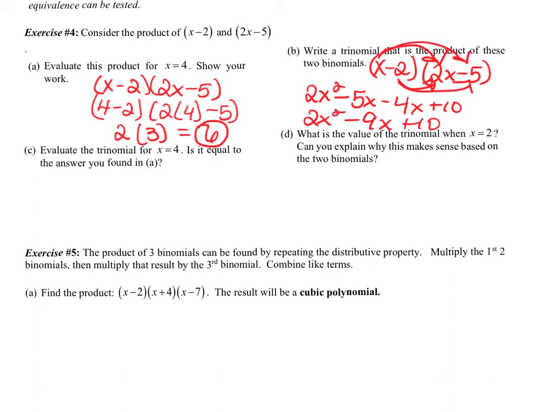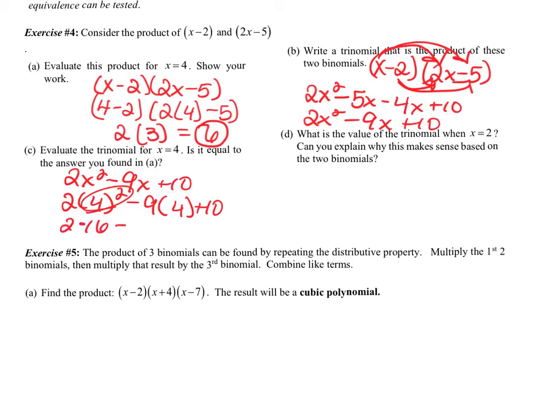Part C says, evaluate the trinomial for x equals 4. Is it equal to the answer you found in A? So I'm going to rewrite my trinomial here, and I'm going to use x equals 4 again. I'm going to plug that into here. Now this step right here, you can put it into your calculator. I just want to show you that that needs to be evaluated first. 4 squared is 16, not 8.